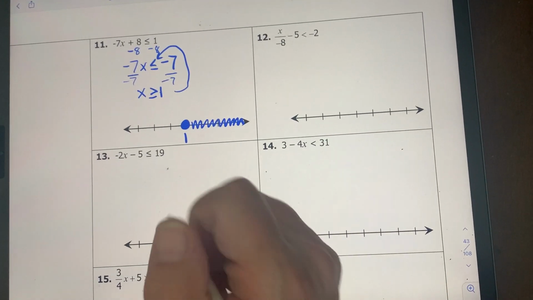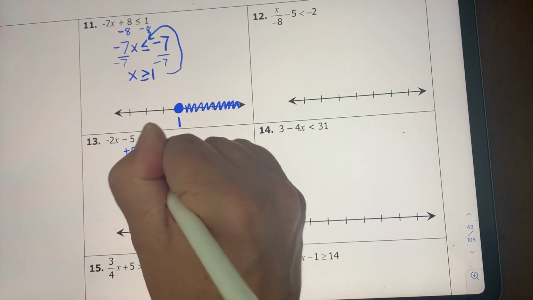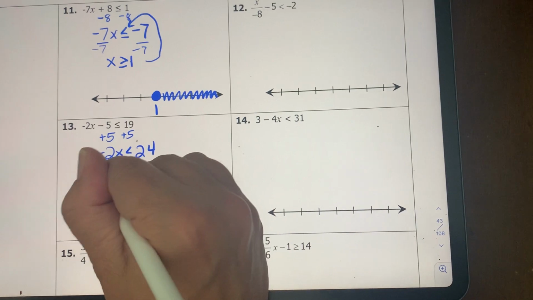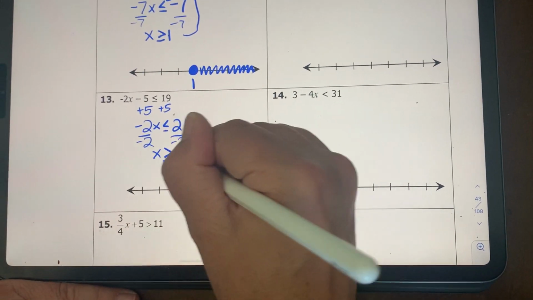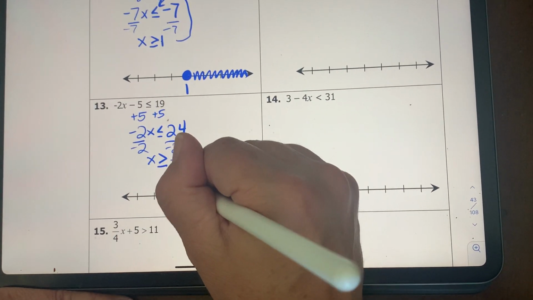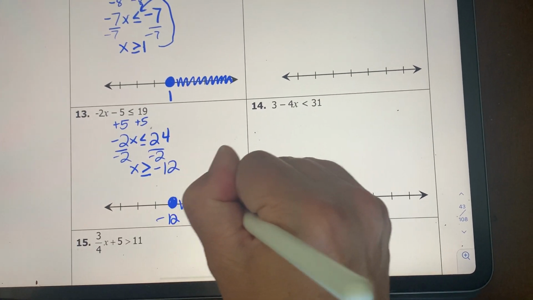Okay, so number 13, the same thing. I'm going to add 5 first. And I get -2x is less than or equal to 24. And then I divide both sides by -2, and x is greater than or equal to -12 because I divided by a negative number. So I'm going to have -12, and it's everything greater than.